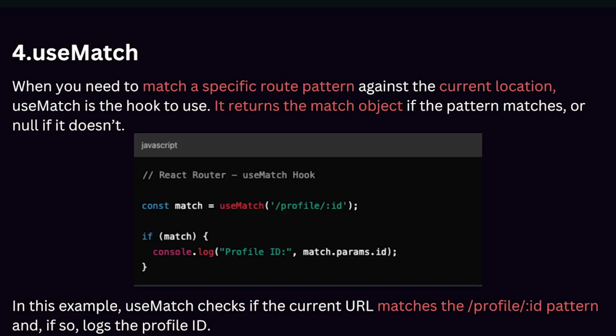When you need to match a specific route pattern against the current location, useMatch is the hook to use. It returns the match object if the pattern matches, or null if it doesn't. In this example, useMatch checks if the current URL matches the /profile/:id pattern, and if so, logs the profile ID.